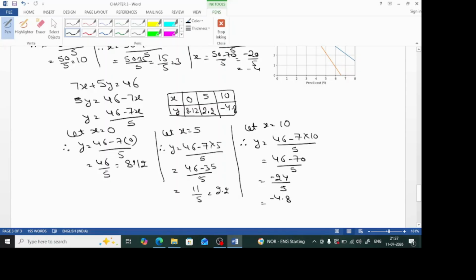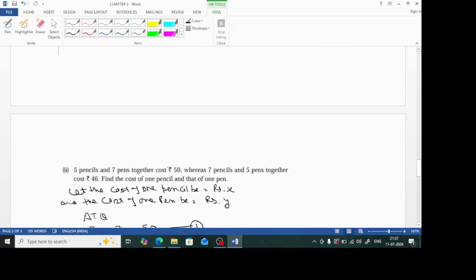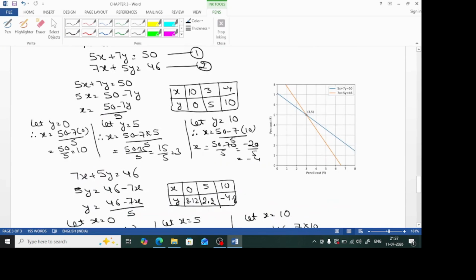If we plot these two equations, these two tables on the graph, we will get the answer that the cost of each pencil is rupees 3 and the cost of each pen is rupees 5.